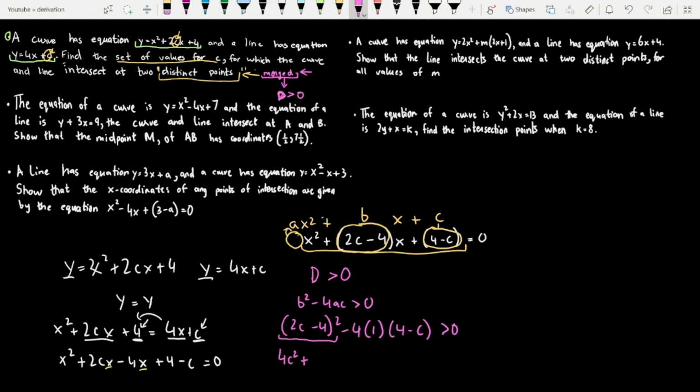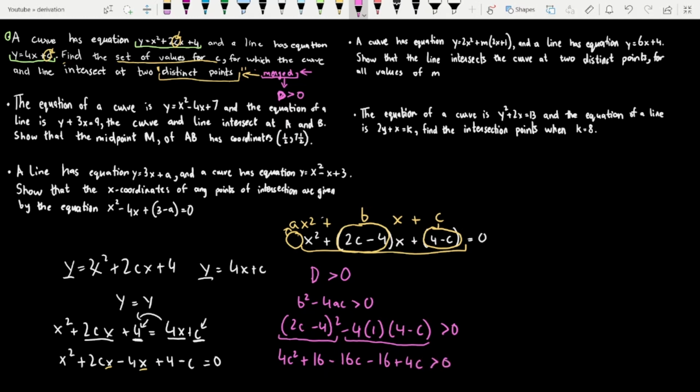plus b squared, so that's going to be 16, and minus 2ab, right? So that's going to be, I believe, 16c. I think I did that right. And then all of this is going to solve out to give us negative 16 and positive 4c, and all of this is greater than 0.